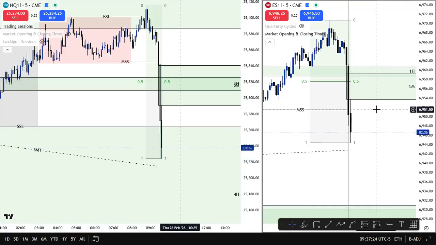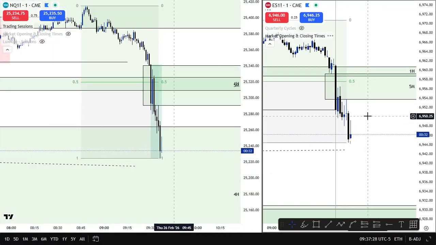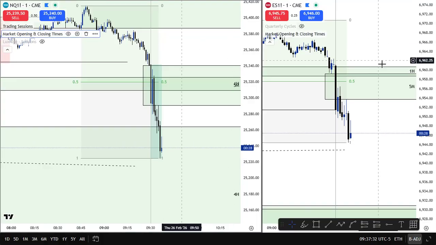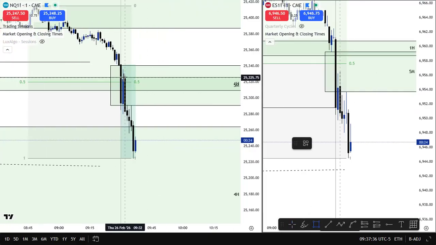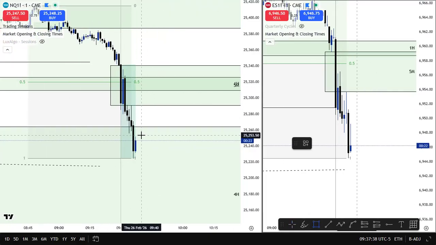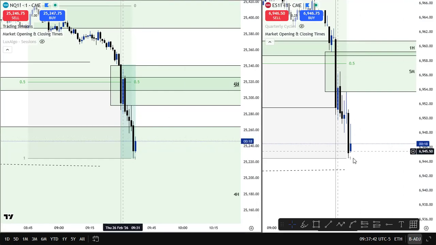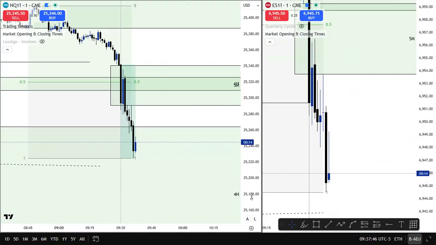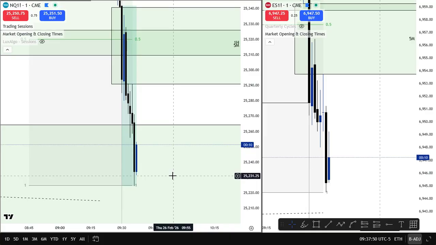Do I think it's a manipulation? I need more structure to confirm whether it's manipulation or not. But so far, I understand that I also need to mark the first presented fair value gap. As I understand, we still don't have it, but there is a potential we will have it here on Nasdaq. But YES closed it already. 10 seconds more, 11 seconds, 10.